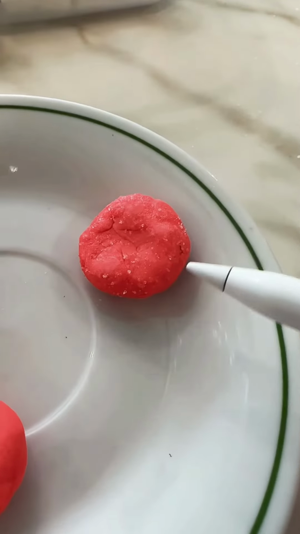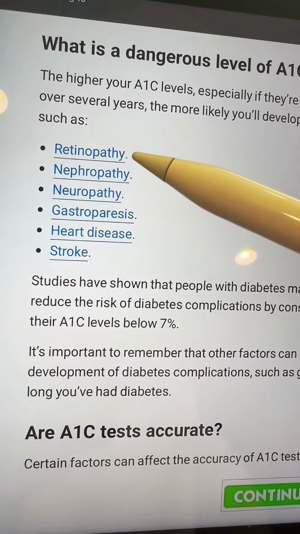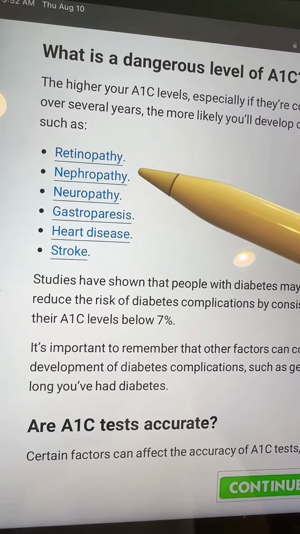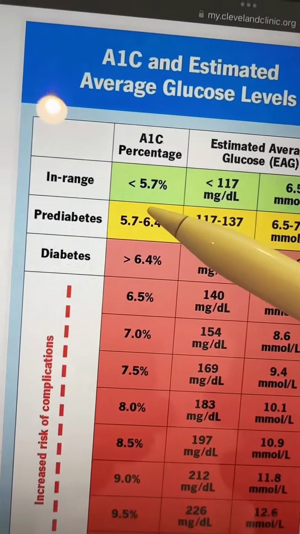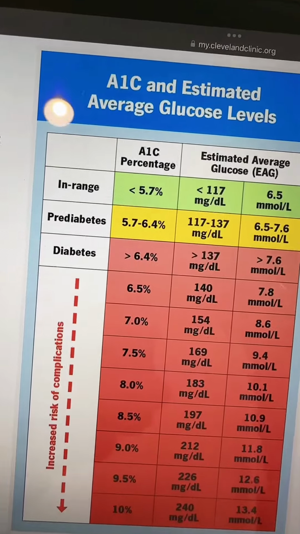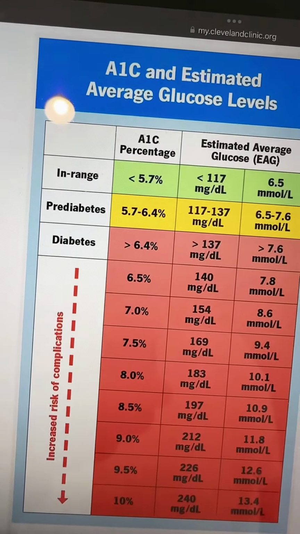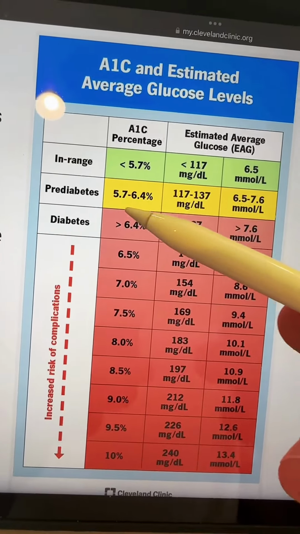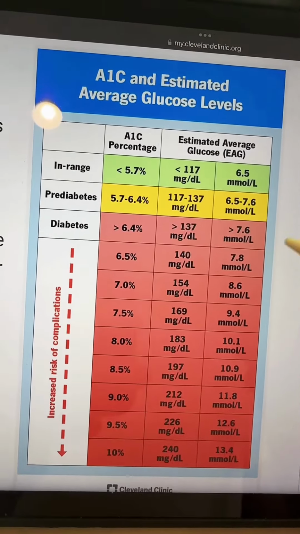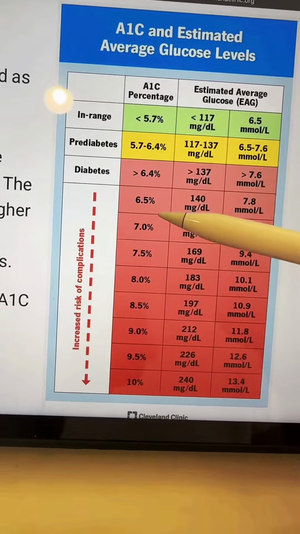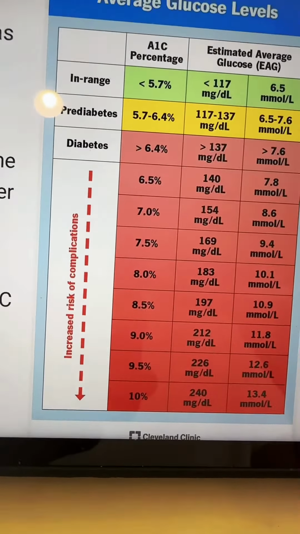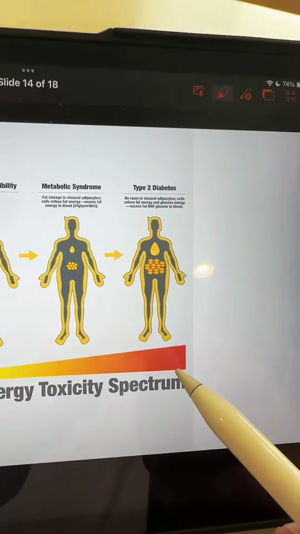If this blood cell is taking damage, then it's likely that our eyes are taking damage and that our nerves are taking damage. If our blood cells do not show a lot of sugar damage, then they are considered in range. Any A1C score below 5.7 is considered in range. If it's between 5.7 and 6.4, we are considered pre-diabetic. And anything from 6.5 and up is considered type 2 diabetes. So that is how the A1C is calculated.